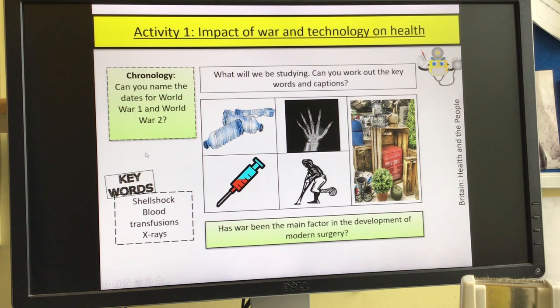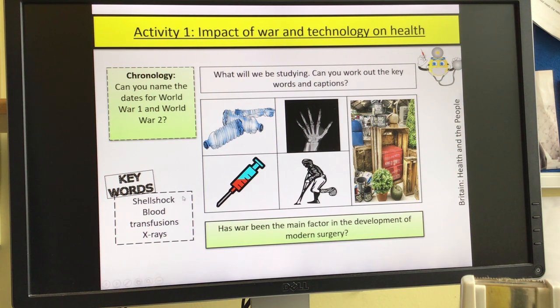Right, okay, so let's start up here with chronology. So all of you hopefully have got the dates. So World War I was 1914 to 1918. We've hopefully got World War II right from 1939, when the Nazis invaded Poland and Churchill declared war, to 1945.